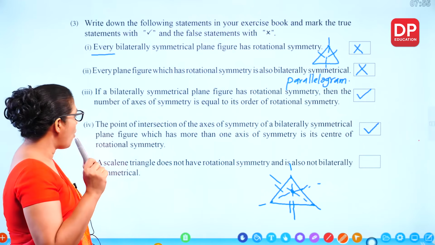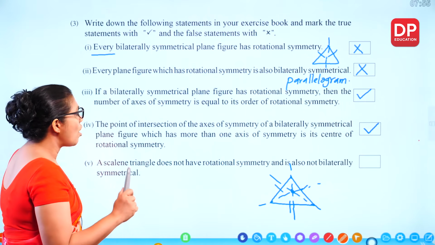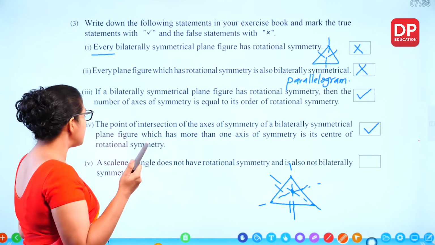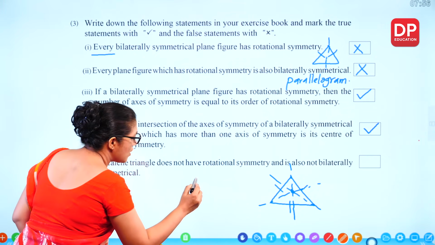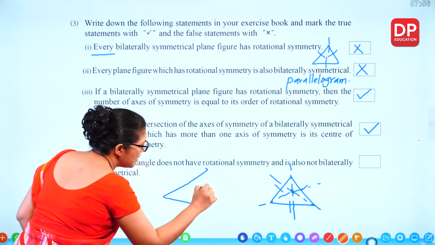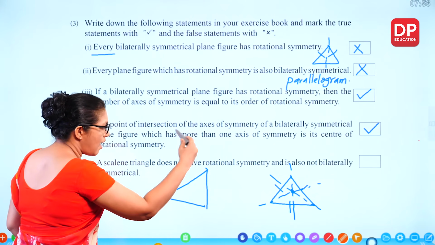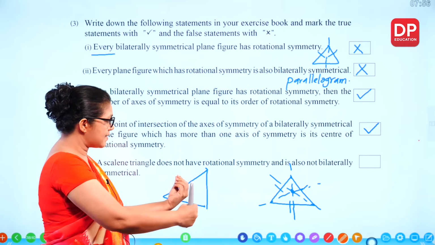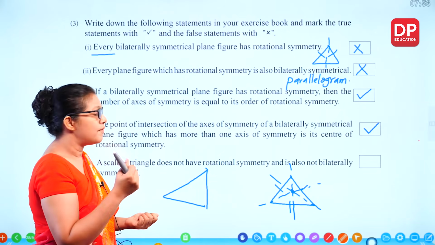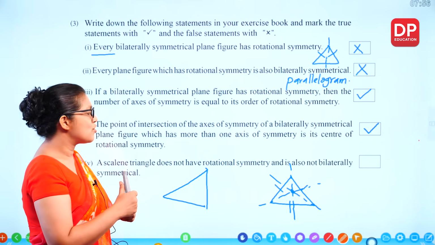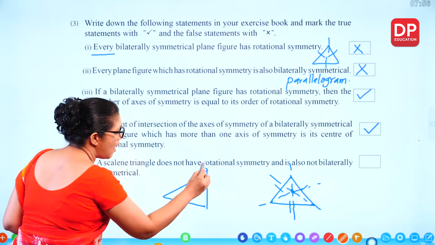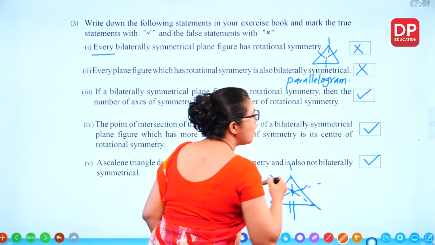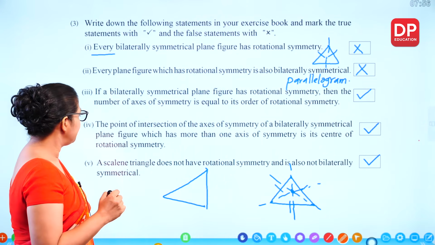A scalene triangle. So what's scalene? All 3 sides are not equal, it does not have rotational symmetry, and is also not bilaterally symmetrical. That's true, because scalene means 3 different sides. So we can't rotate and get the same figure. Only at 360 you get the same figure. So that means there's no rotational symmetry, and we can't draw any axis of symmetry. So that's true for a scalene triangle.